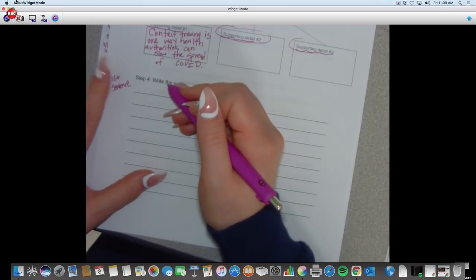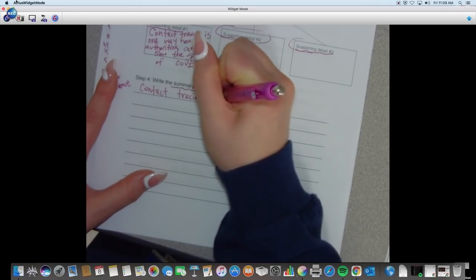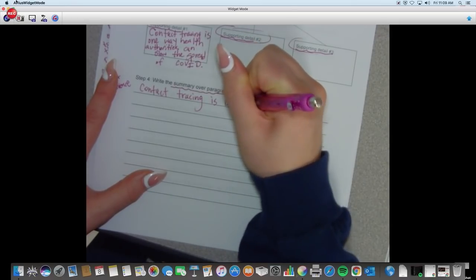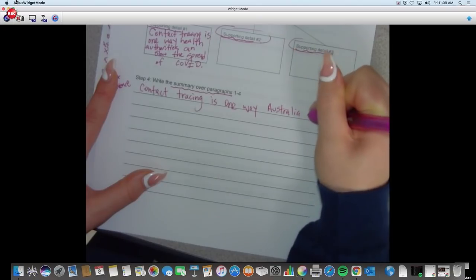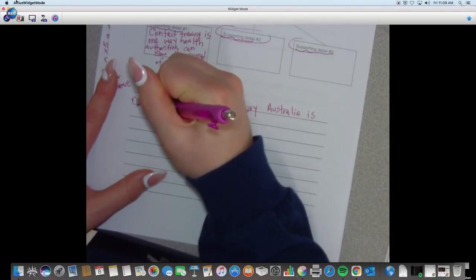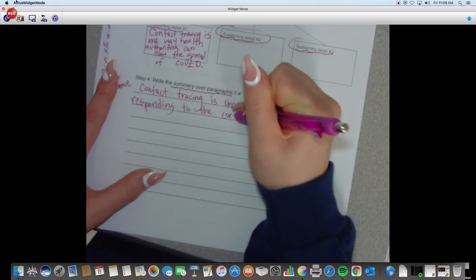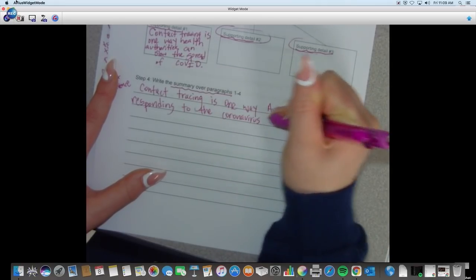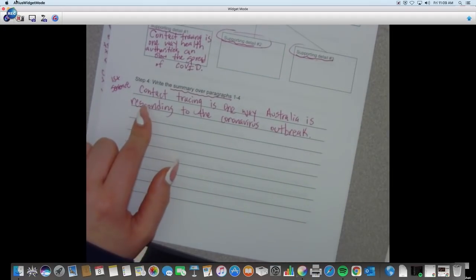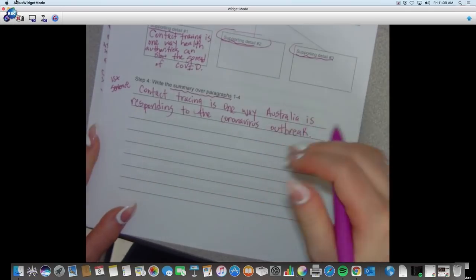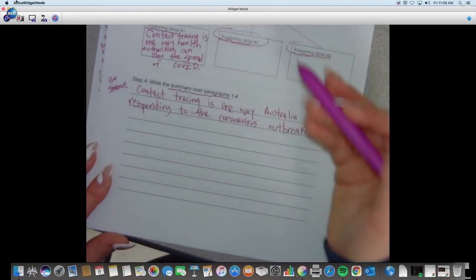So we're going to write out the controlling idea. We're going to say that contact tracing is one way Australia is responding to the coronavirus outbreak. So that's the first sentence in our summary because that's what this whole selection was all about. The next 3 sentences are going to be those supporting details.